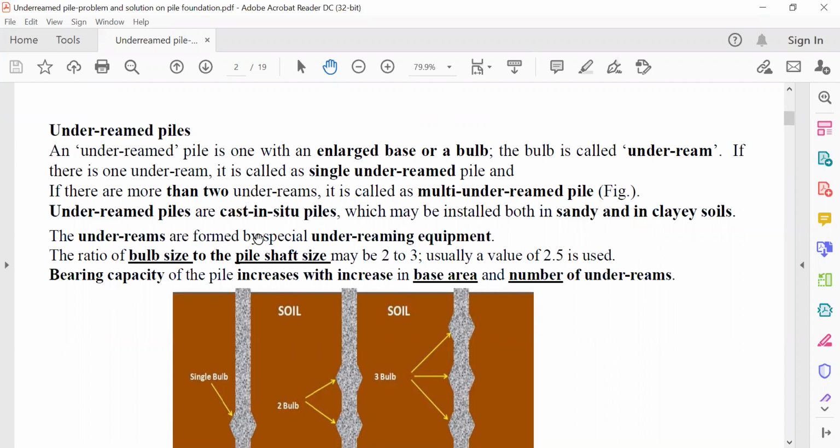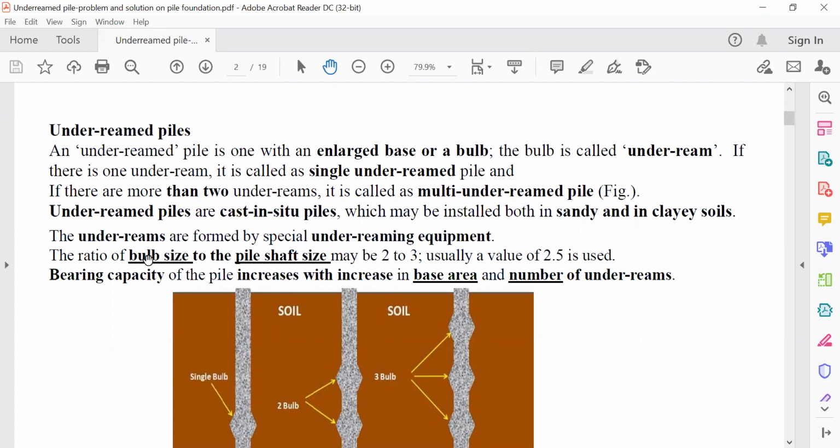So the under-reams are formed by special under-reaming equipment. The ratio of the bulb size to the pile shaft size. Bulb size means the size of the bulbs, the area of the bulbs, or the diameter of the bulbs, we can say. So the bulb size divided by the pile shaft size. Suppose the bulb diameter is 30 centimeter, and this part is called the pile shaft. Suppose the pile shaft is 10 centimeter, and this is 30 centimeter. So 30 by 10 will be equal to 3.